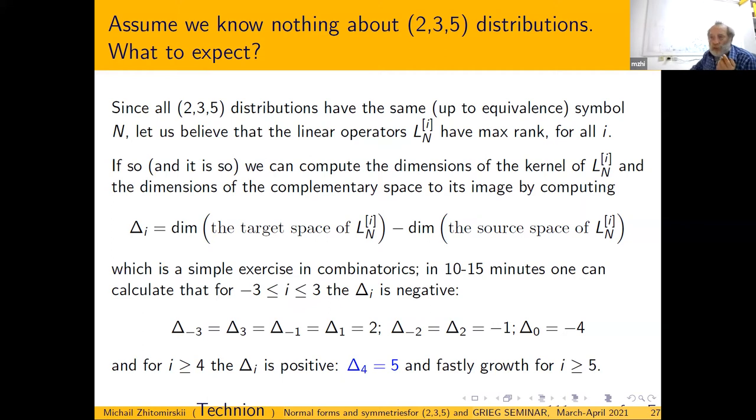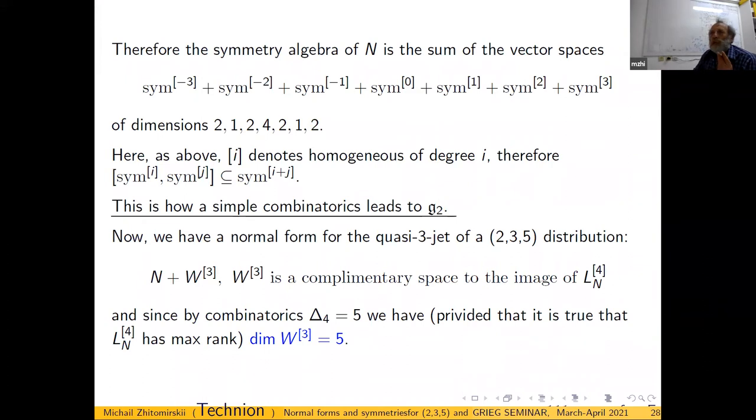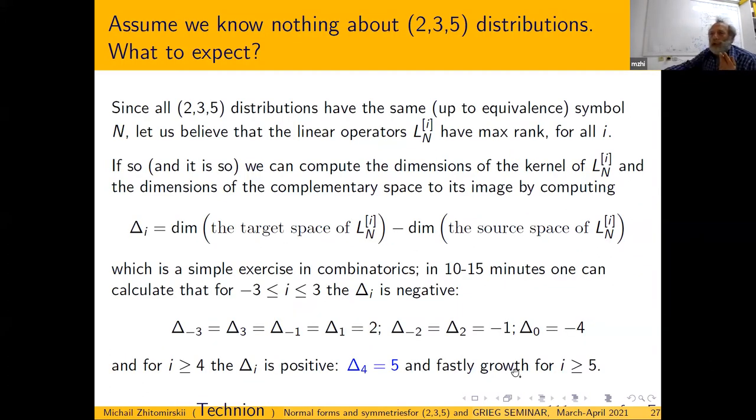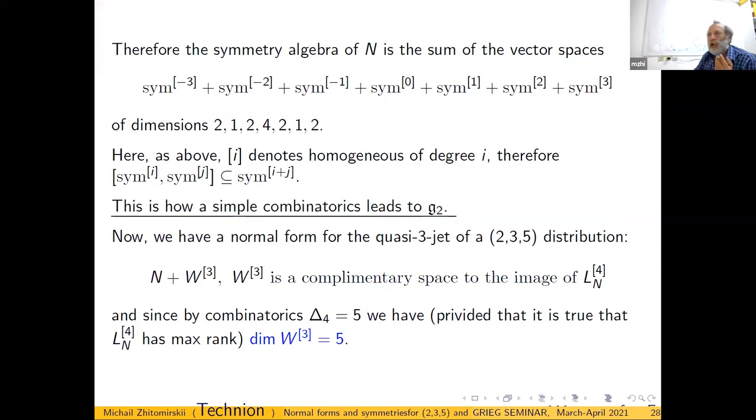So what do these numbers mean? I'm very sorry, here this thing should be minus 2, not 2, but minus 2, minus 2, minus 1, minus 4. So these numbers are negative, so this linearization operator has a kernel. The kernel of these operators are infinitesimal symmetries. These, by degree of homogeneity, are infinitesimal symmetries of N of degree i.